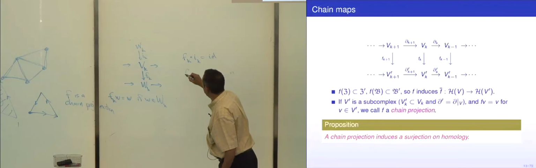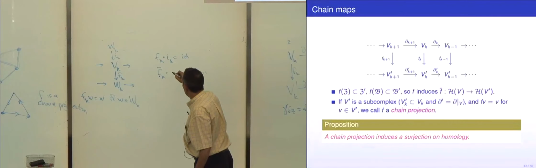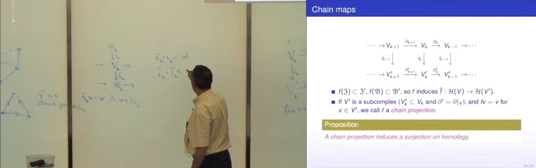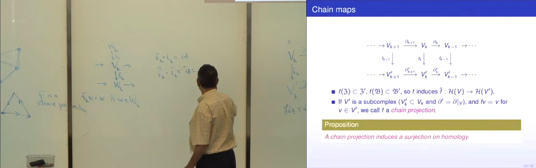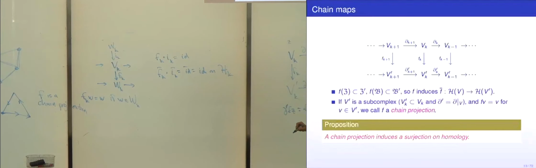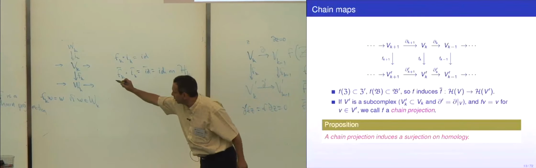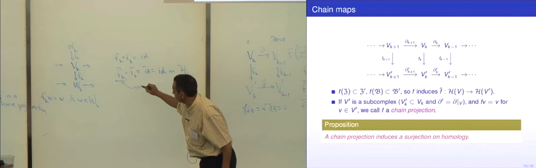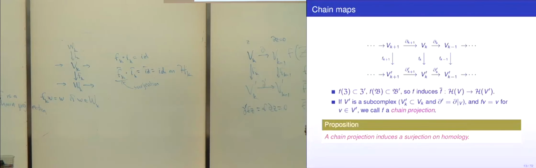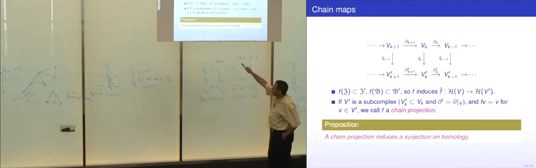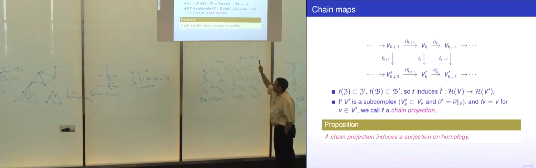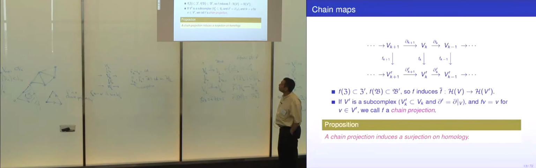So therefore, the map induced by inclusion followed by the map induced by projection is equal to the induced map of the identity, which is the identity on homology. And that shows that this map must be a surjection, because it follows something and gives you the identity. It must be a surjection. So if you have a chain projection, it induces a surjection, at least on homology, and we'll use that.